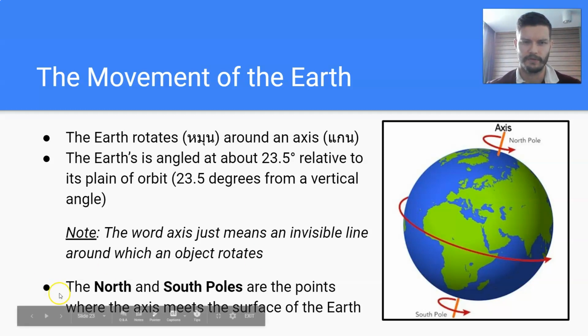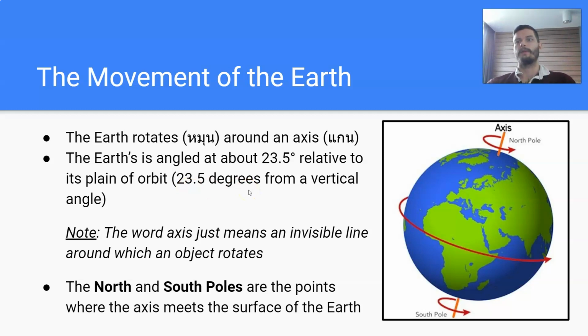Okay, so the Earth is actually angled at about 23.5 degrees relative to its plane of orbit. Okay, so what does that mean? Well, again, let's say this fist is the sun, and this fist is moving around the sun like this. Well, the Earth is not. We do it the opposite way.